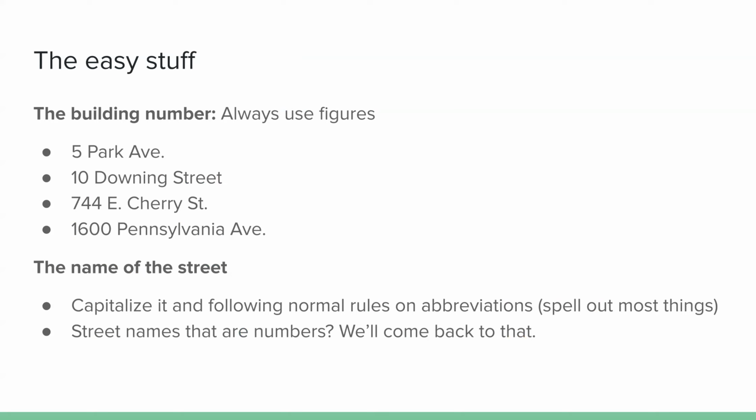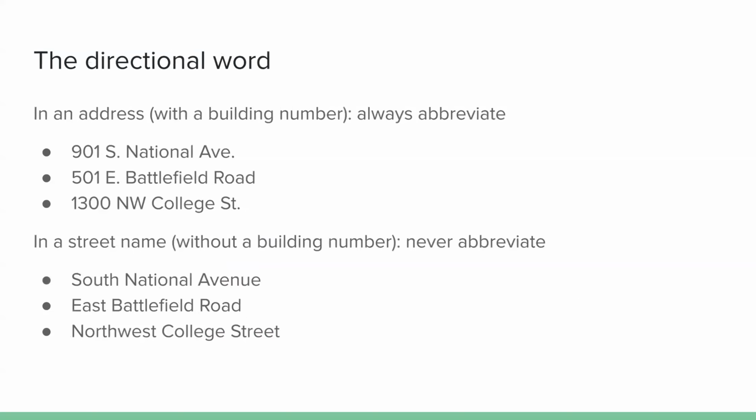An exception that leaps to mind would be a street like St. Louis Street or St. Louis Avenue, because AP would call on you to abbreviate Saint in the construction St. Louis. So it'd be S-T period L-O-U-I-S. But other than that, the name of the street is going to be spelled out. What happens if the street name is a number? We're going to come back to that. I've got a slide for that.